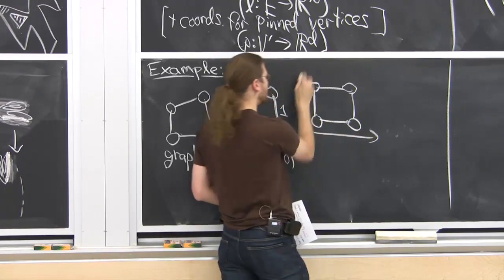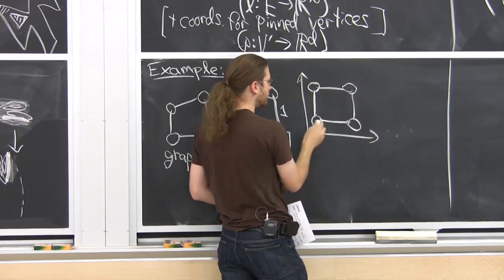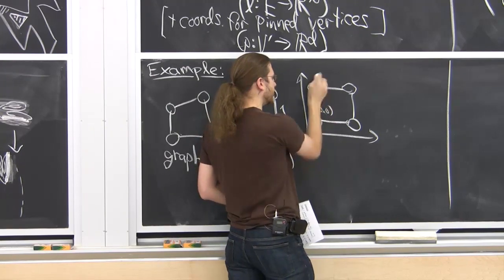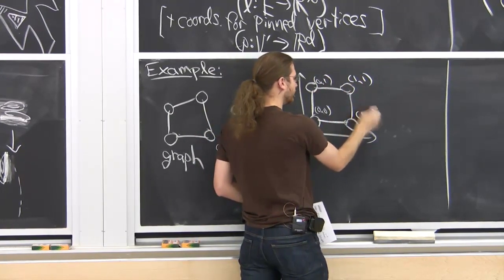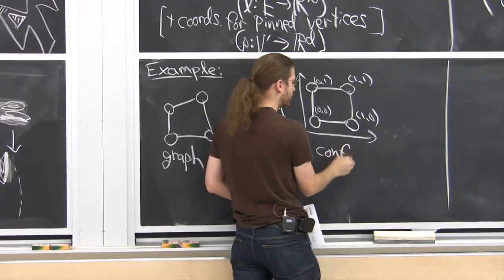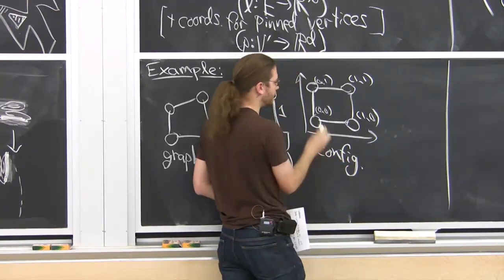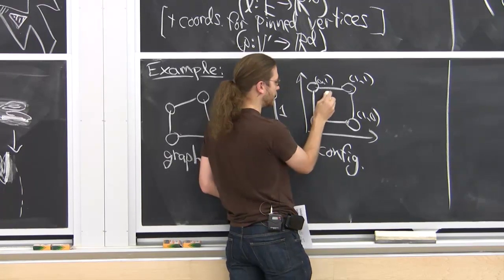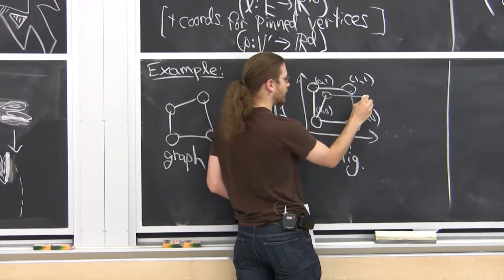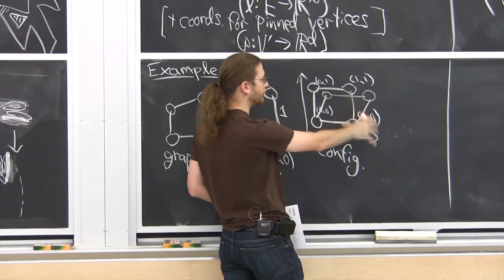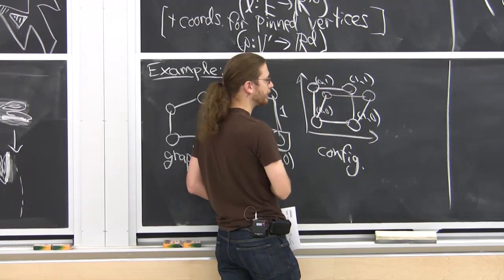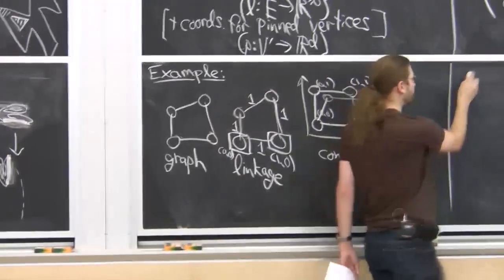We should draw in the plane, let's say. So this is at 0, 0. This is at 0, 1. This is at 1, 1. 1, 0. So that's a configuration. There are a bunch of configurations of this linkage. For example, that would be another configuration. And there's a whole degree of freedom here. And we really care about all those different configurations.